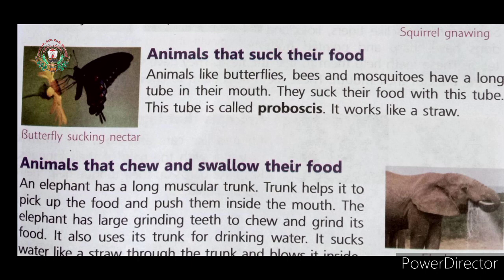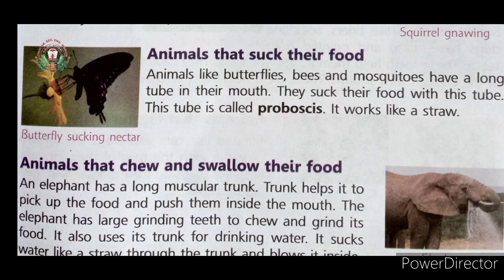Children, butterflies, bees and mosquitoes have a long tube in their mouth. You have also noticed that when a mosquito bites you, at that time the mosquito enters its long tube into your body and sucks your blood. These animals like butterflies, bees and mosquitoes have a long tube like a straw.